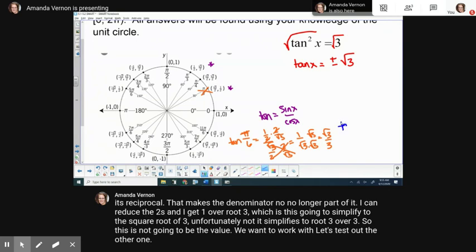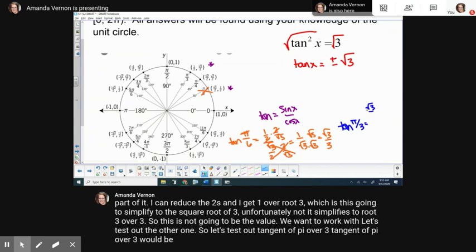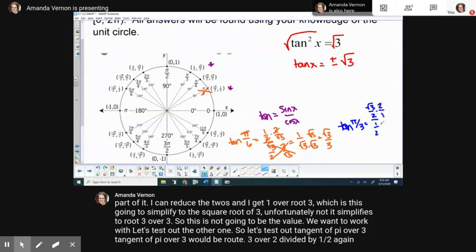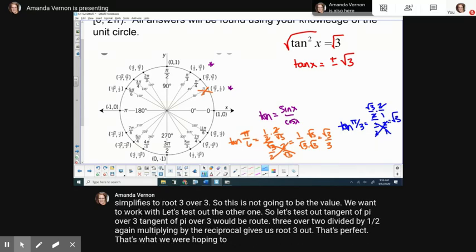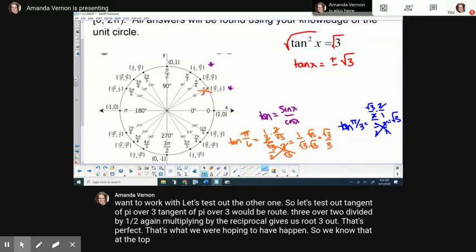So let's test out tangent of pi over 3. Well, tangent of pi over 3 would be root 3 over 2 divided by 1/2. Again, multiplying by the reciprocal gives us root 3 out. That's perfect. That's what we were hoping to have happen. So we know that at this value, we'll end up with positive root 3.